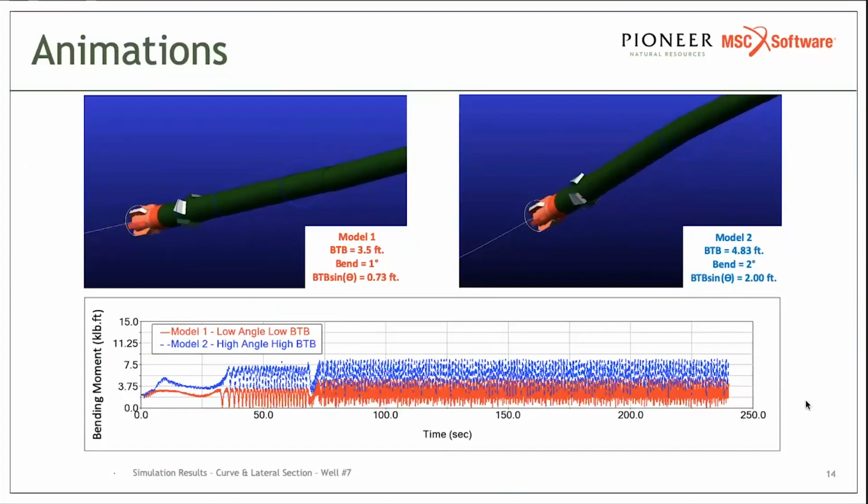By the way, I have to note that I'm not suggesting here to use a 1-degree bend motor in a curve section, but this is just an example of how different mud motors can be designed using Adams drill, and the results can be investigated.